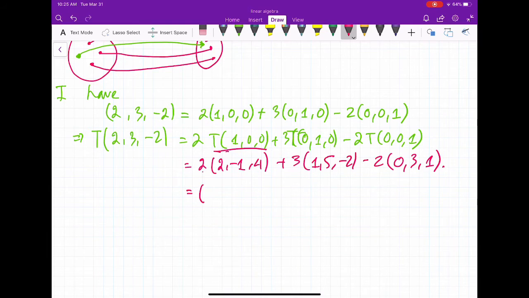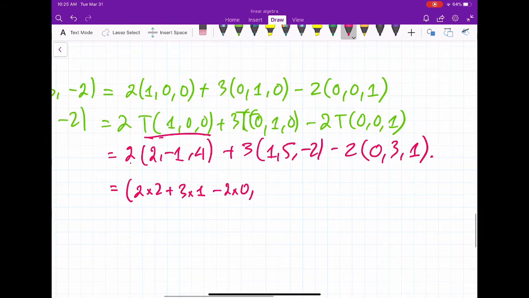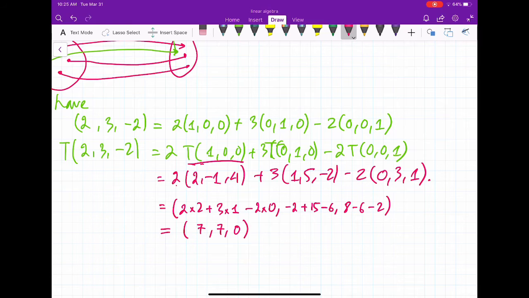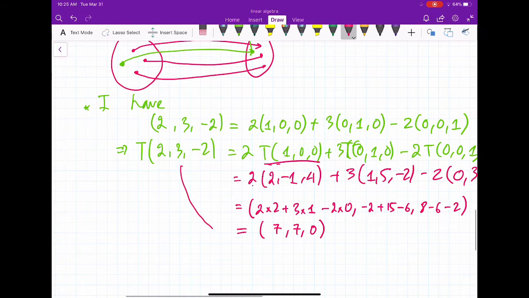So I have 2 times 2 plus 3 times 1 minus 2 times 0. That is the first coordinate. The second one is -2 plus 15 minus 6. The last one is 8 minus 6 minus 2. So overall you get 4 plus 3 is 7, then 7, and 0. And that is the image of (2, 3, -2).